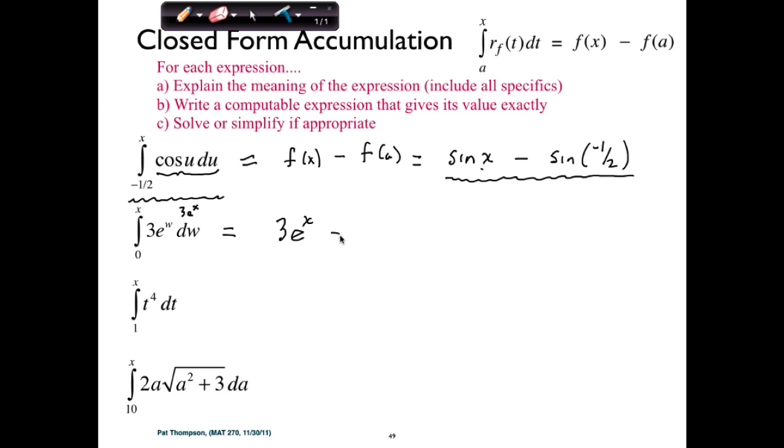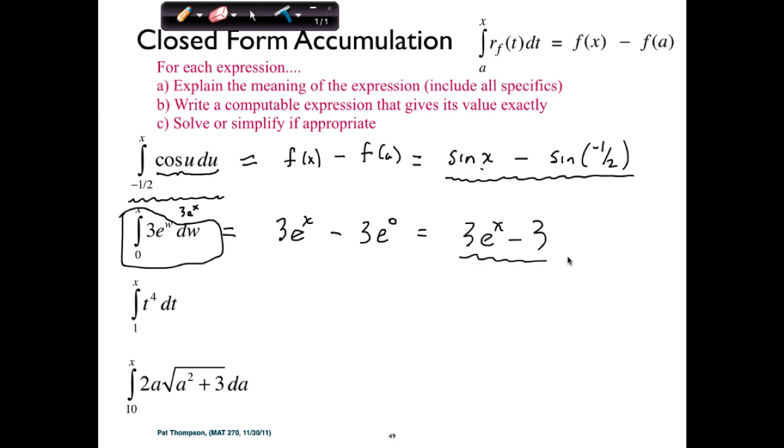Minus 3e to the 0, which is the same as? E to the 0 is 1. So voila, we've got closed form now. Closed form, so we knew what this accumulation function was, but we needed GC to evaluate it. Now we don't need GC to evaluate it anymore. We could use a handheld, or if it's an easy x, we can do it in our head.